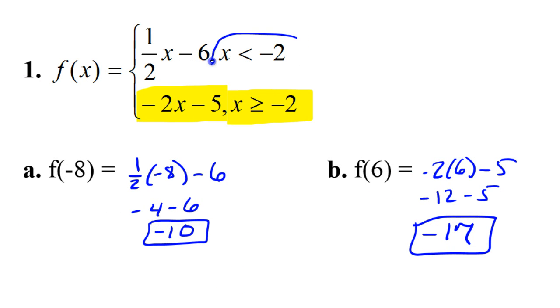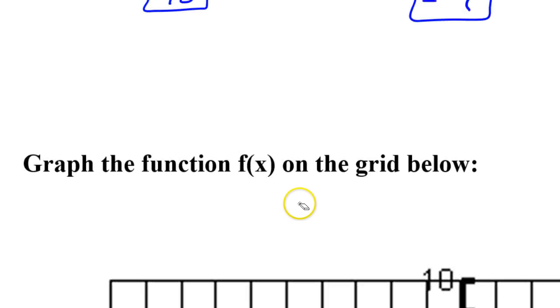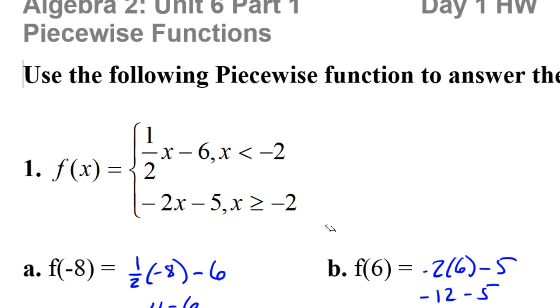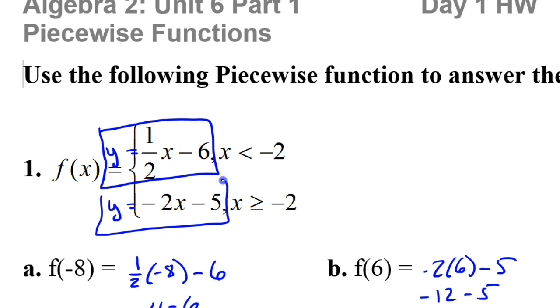Decide based on the domain which situation you're in, which part of the function you're using, and then just use that to evaluate. Now how about this graphing business? So down here we're going to graph this function. Here's the deal. When you look at these functions, I want you to think y equals the top function and y equals the bottom function. This is a y equals mx plus b type situation. These are lines in this particular case. So we're dealing with two lines.